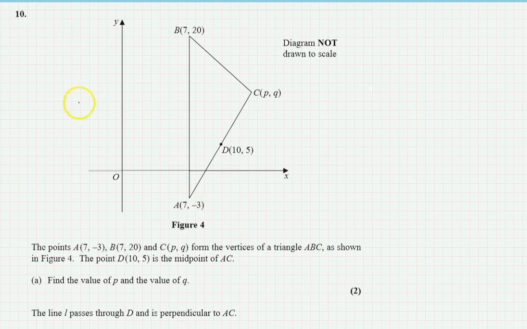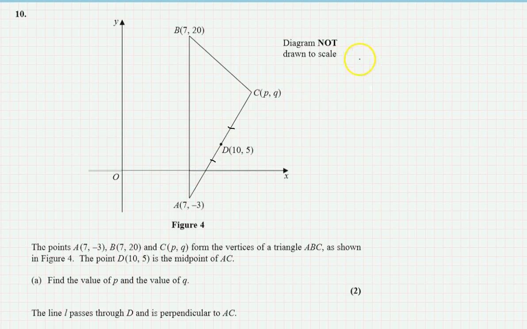The coordinate of point A is 7 and minus 3. Point B is 7 and 20. C is P and Q from the vertices of a triangle ABC as shown in figure 4. Point D is 10 and 5, is the midpoint of AC. So these two are equal. Find the value of P and Q.